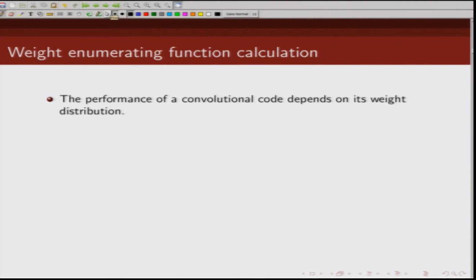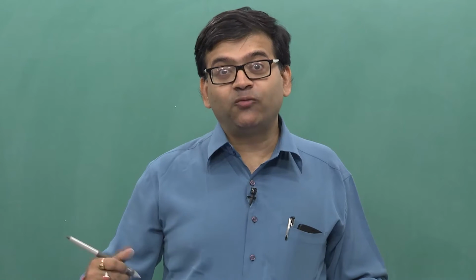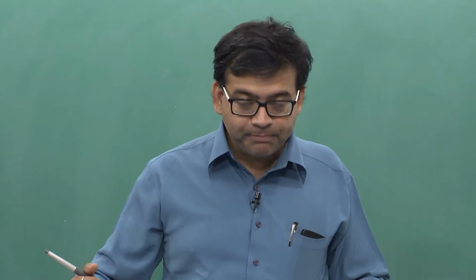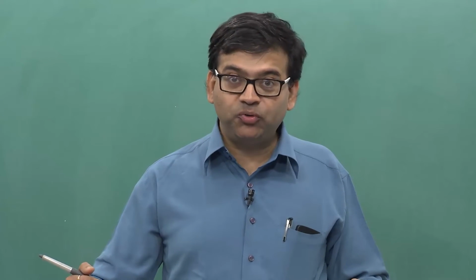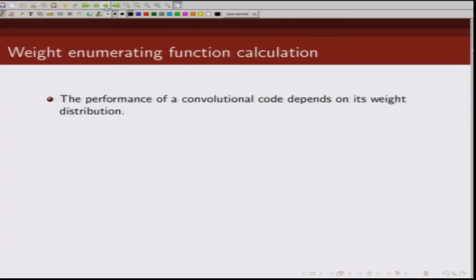We know that performance of any convolutional code depends on its weight distribution, and that is why we are interested to find out what is the weight distribution of a convolutional code. In this lecture we are going to talk about a method based on Mason's gain formula to compute the weight distribution of a convolutional code.